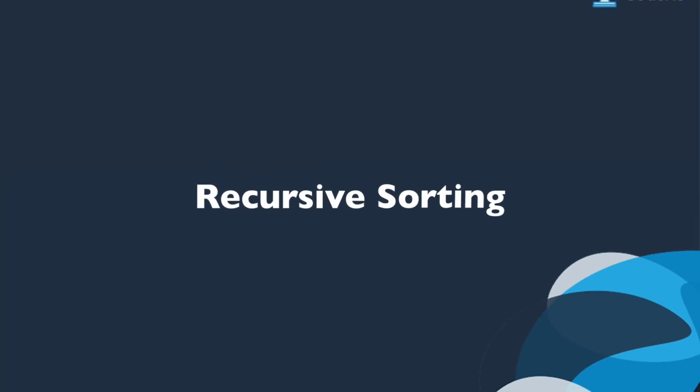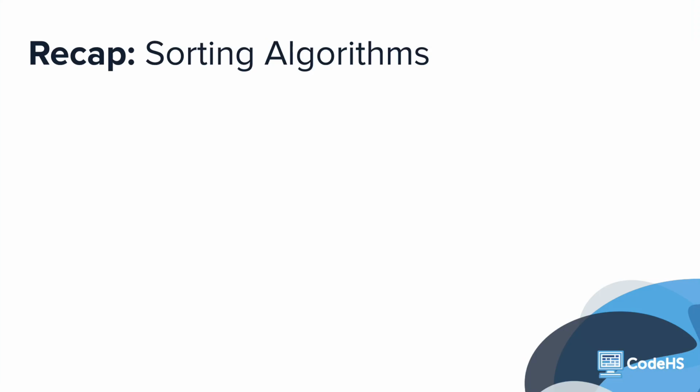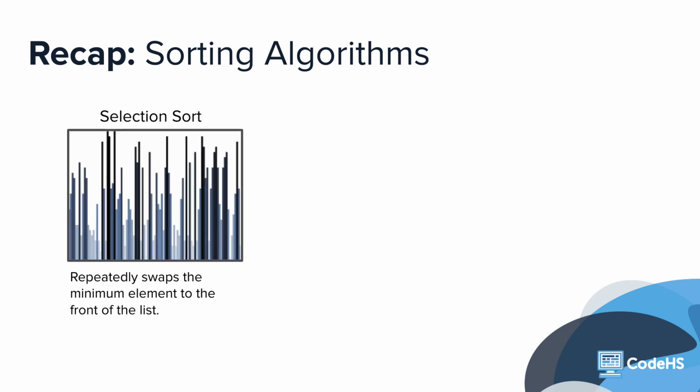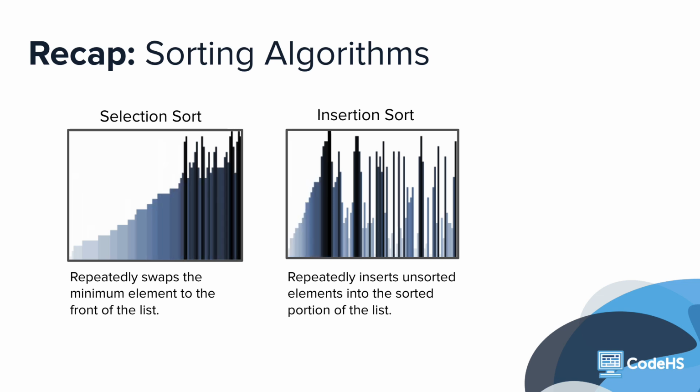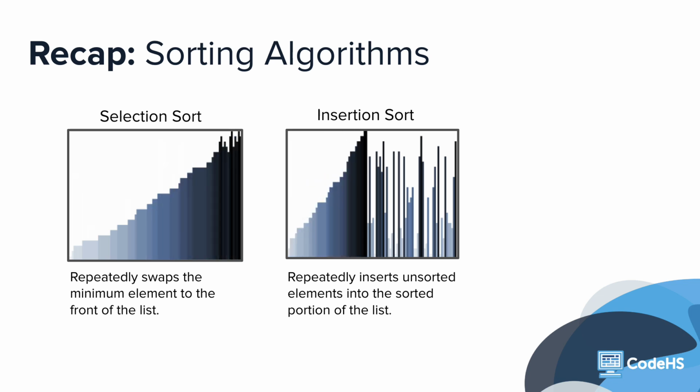Hi, in this video you'll learn about recursive sorting. In a previous lesson, you learned about two different iterative sorting algorithms. Selection sort, which repeatedly swaps the minimum element to the front of the list, and insertion sort, which repeatedly inserts unsorted elements into the sorted portion of the list.